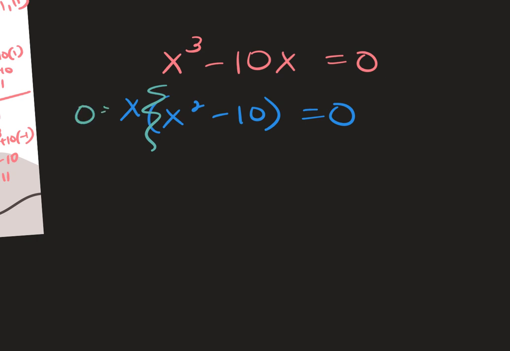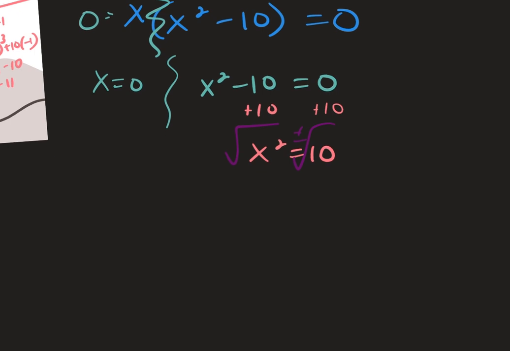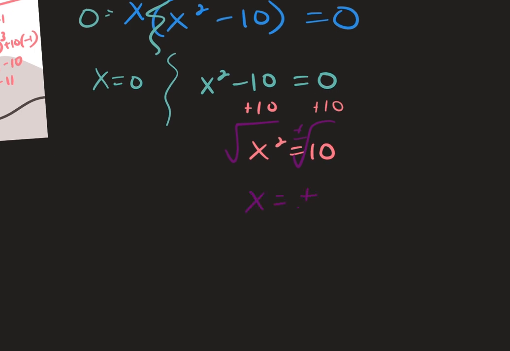So I set them each equal to 0, and I get x equals 0, just like I did the first time. But now I get x squared minus 10 equals 0. Can I keep going with that? Yes. I'm going to add the 10. And I get x squared equals 10. Then what? Square root it, putting the plus and minus on the front. And I get x equals plus and minus the square root of 10, which is not a whole number.